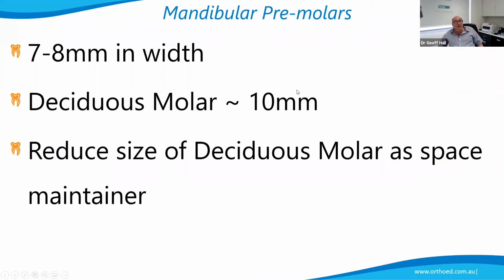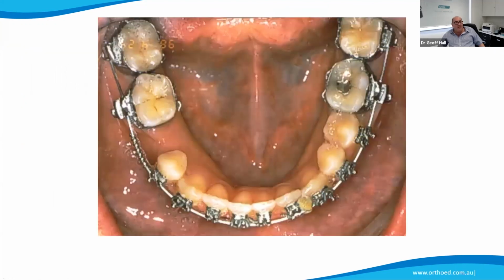So mandibular premolars, I'm going to give you some ideas of what you can do if you know what you're doing, because that's probably the second most common missing tooth. 7 to 8 millimeters in width is what we want, but the deciduous molar is about 10 millimeters. So we've got a couple of options. One option is we reduce the size of the deciduous molar and use that as a space maintainer. So for example, here, if the deciduous molar was here, I could reduce the size, but we only want about 7 millimeters of space at the end of the day, okay?